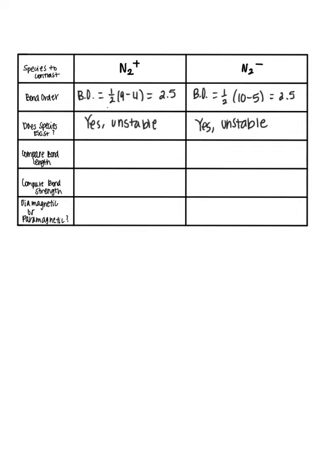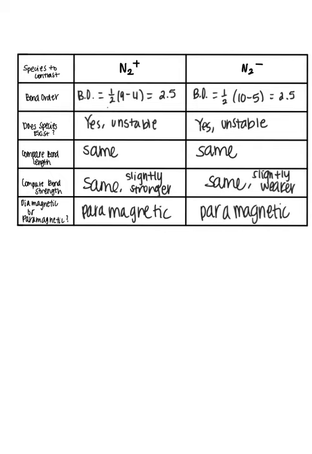So these two species are going to have the same bond length. They're also going to have the same bond strength. However, looking more deeply into the bond strength, we're going to come to find out that N2 plus is going to be slightly stronger due to the fact that it has fewer electrons in the anti-bonding orbital, making it more stable than N2 minus, though still unstable. And both of these species are going to be paramagnetic due to the fact that both of them have unpaired electrons in either their anti-bonding orbital or the bonding orbital.